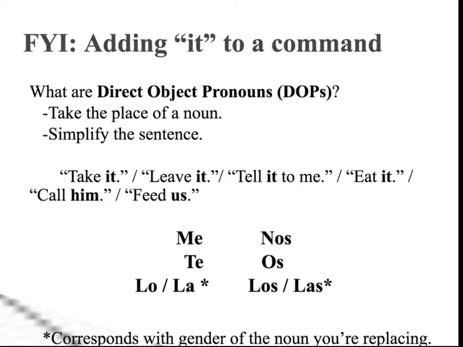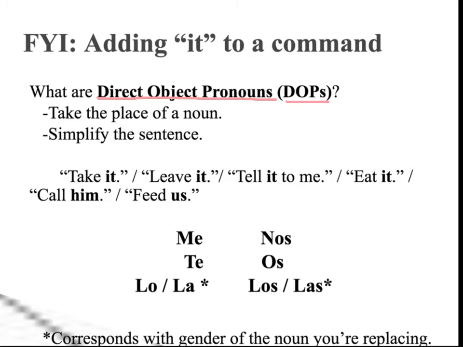Oftentimes with commands, we add it in it, and this is called direct object pronouns, or DOPs. Direct object pronouns act as a noun. They take the place of a noun, and we use them to simplify the sentence. So instead of saying, take the backpack, we would say, take it. Leave the backpack, leave it. Tell it to me would take the place of, tell the secret to me.